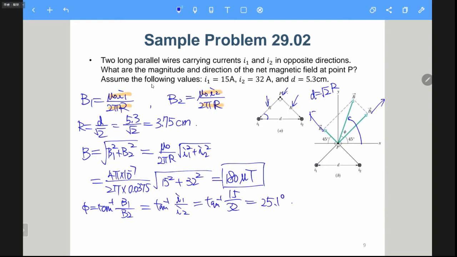Okay. So finally, this angle is theta. Theta will be 25.1 plus 45 degree, which is 70.1 degree from the x-axis.